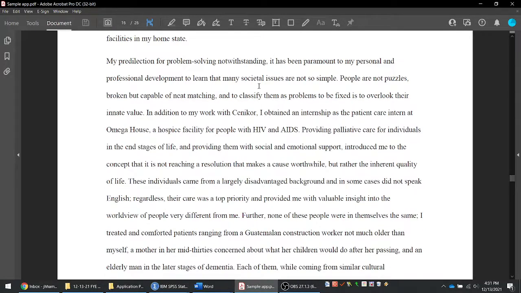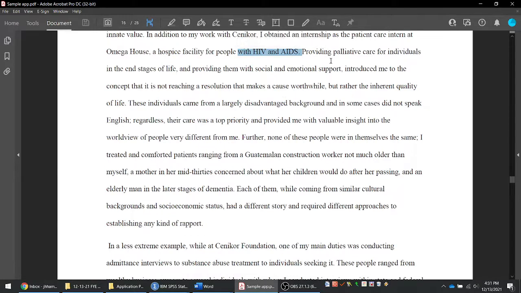My predilection for problem solving has been paramount to my personal privilege to learn. Many societal issues are not so simple. People are not puzzles, broken, capable of neat matching, and classifying, overlook their intimate values. So she's communicating her values around, like, I see the complexity in people. They're being hospice, HIV and AIDS, working with a marginalized population, so I'm noting that. Introducing me to the concept that it's not reaching out to the cause, but rather the inherent quality of life. Okay, so trying to communicate her worldview, her maturity of worldview through things that she's learned.